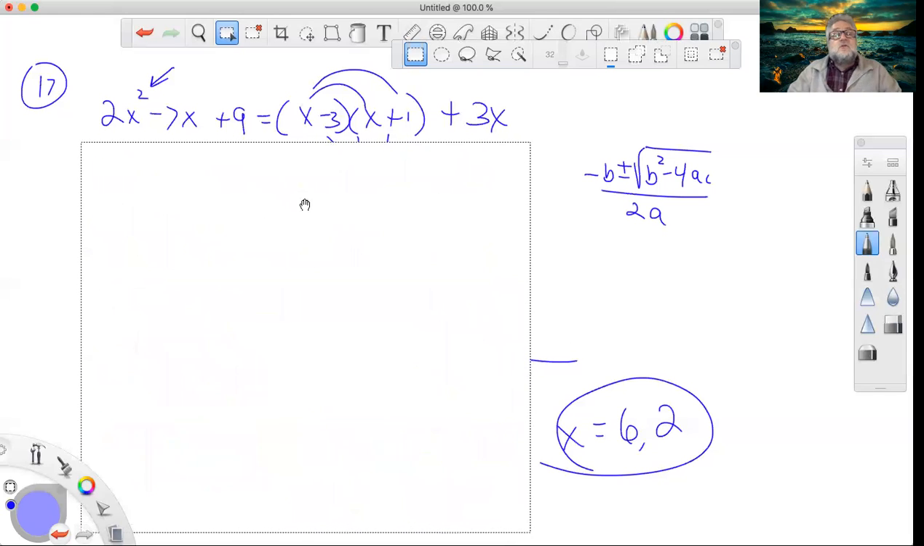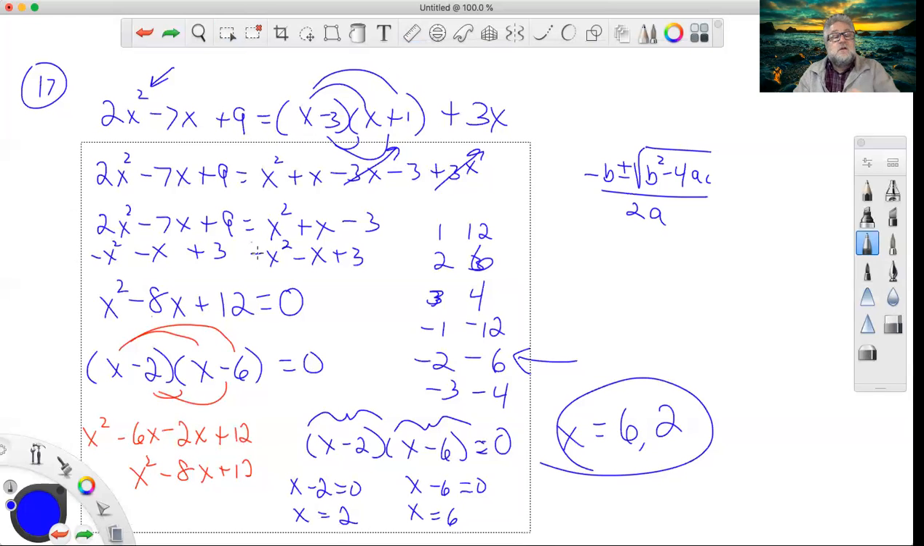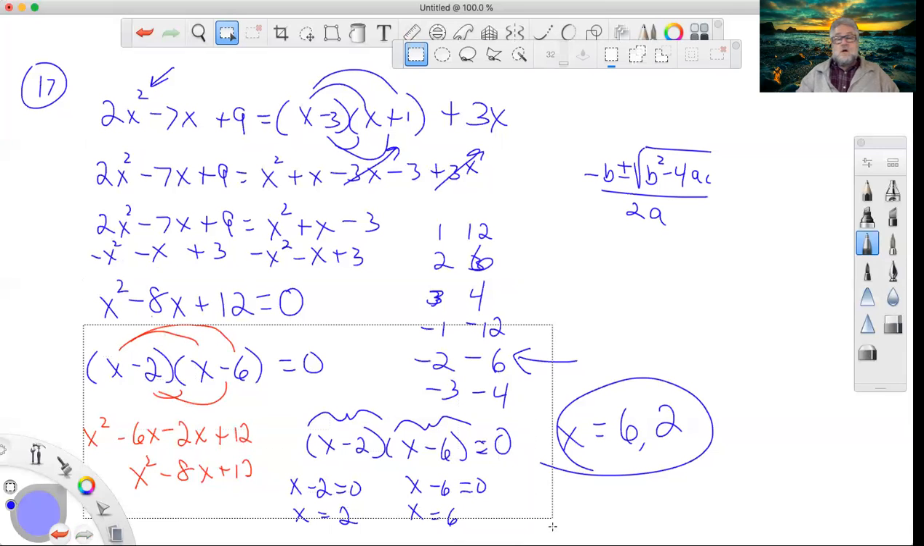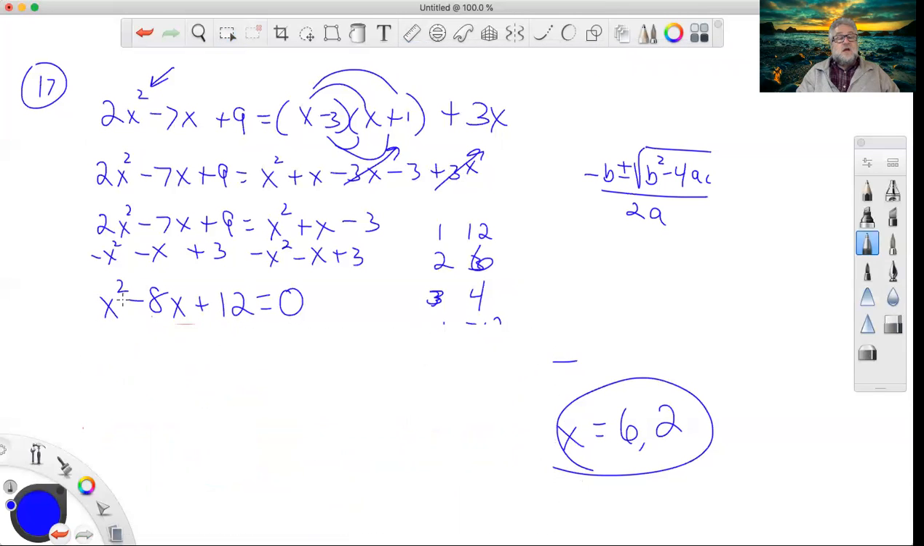So we know what the answer is already, right? We know it's 6 and 2. Oh, I shouldn't have erased that. I wanted to erase here. There we go, because this is our polynomial we ended up with: x squared minus 8x plus 12 equals 0. So let's shift to something else. Okay, so a is equal to 1, b is equal to minus 8, c is equal to 12.